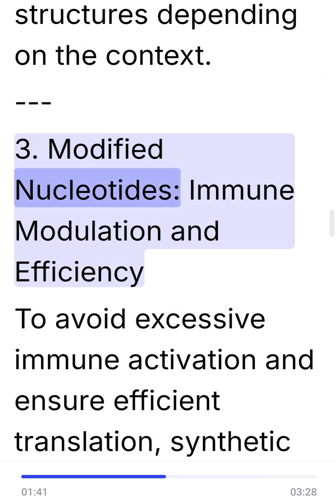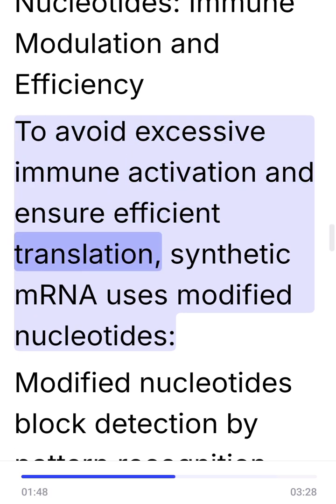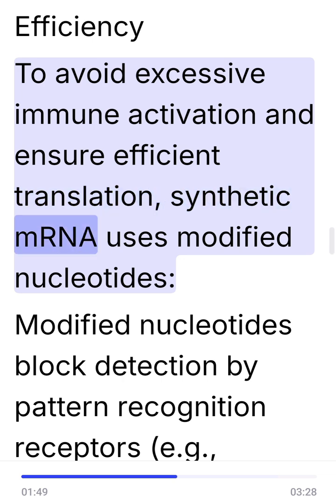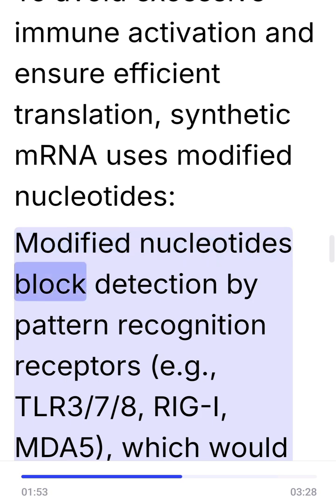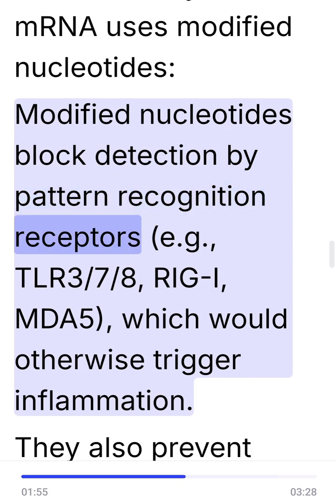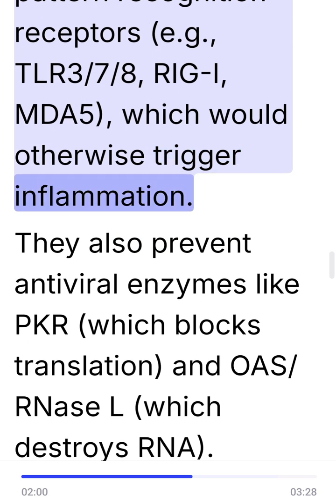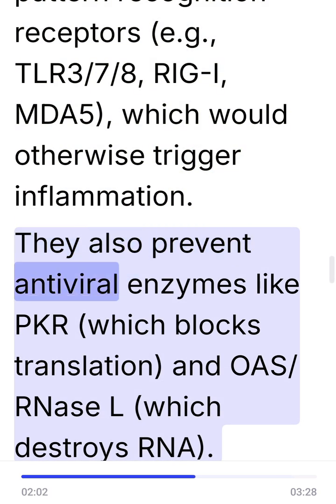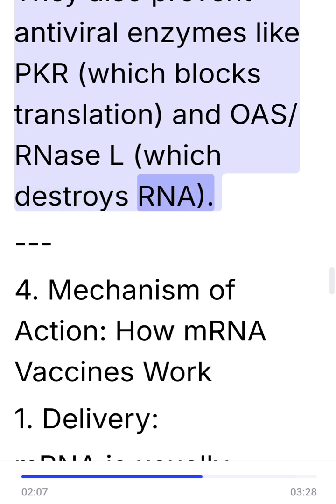3. Modified nucleotides, immune modulation and efficiency. To avoid excessive immune activation and ensure efficient translation, synthetic mRNA uses modified nucleotides. Modified nucleotides block detection by pattern recognition receptors, e.g., TLR3, 7, 8, RIG-I, MDA5, which would otherwise trigger inflammation. They also prevent activation of antiviral enzymes like PKR, which blocks translation, and OAS and RNase L, which destroy RNA.